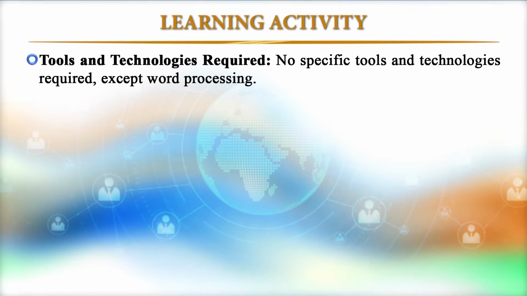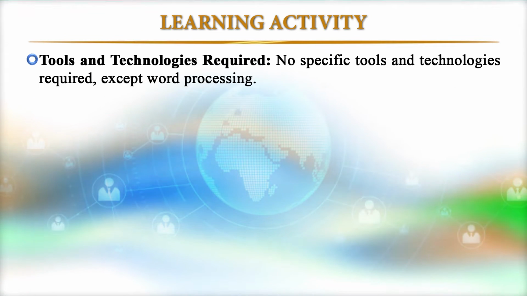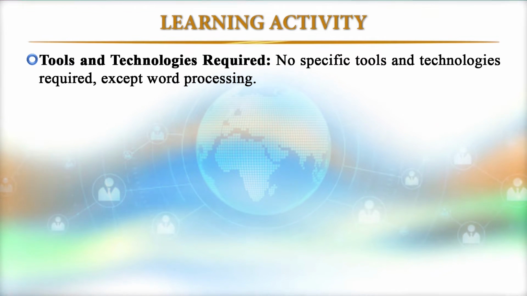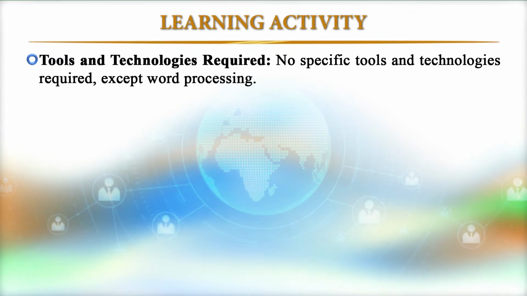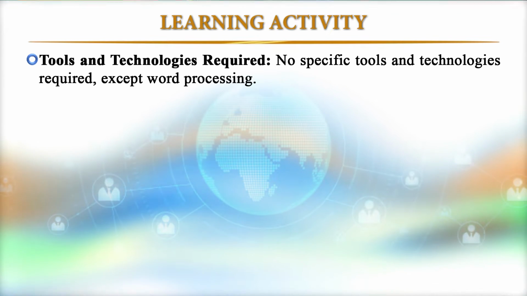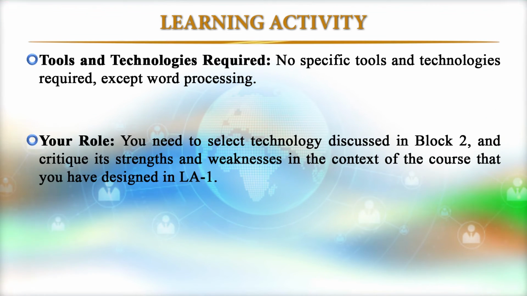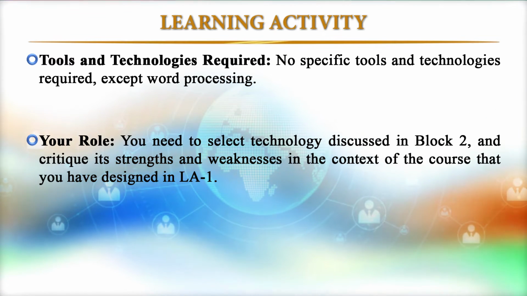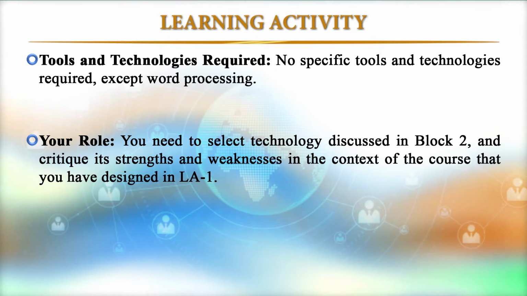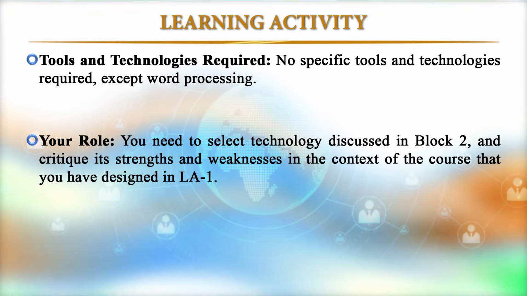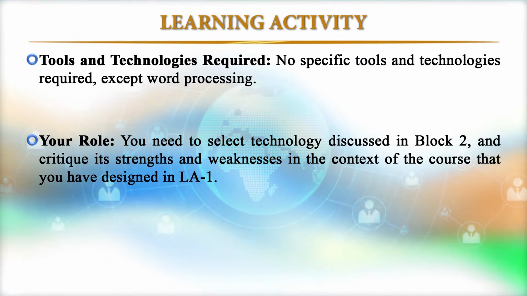As for the tools and technologies required for this activity, because you are going to write a report, no specific tool is required. You are requested to work in a word processor and you can submit the Word file or PDF file of your report. Your role in this activity is to select a technology discussed in block 2 and critique its strength and weakness in the context of the course that you have designed in learning activity 1.